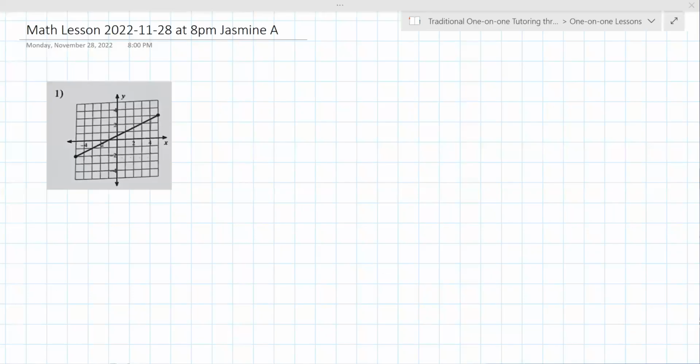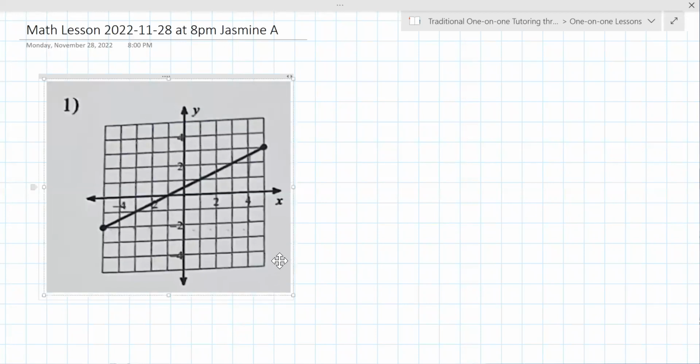All right, so if you're seeing my screen, you see a line segment there on the left. We need the two endpoints of this graph. The one on the left here is -5, -2. The one on the right is 5, 3, like that.